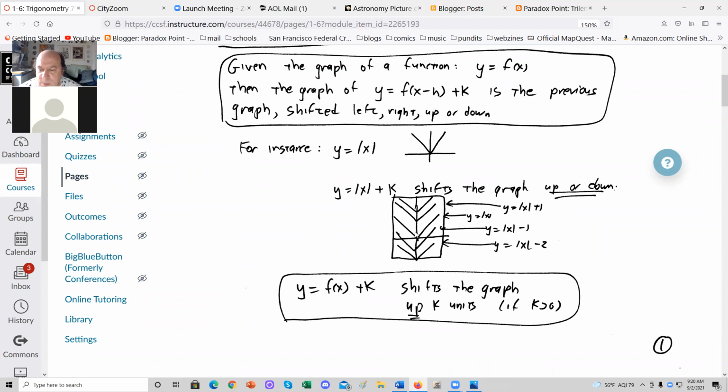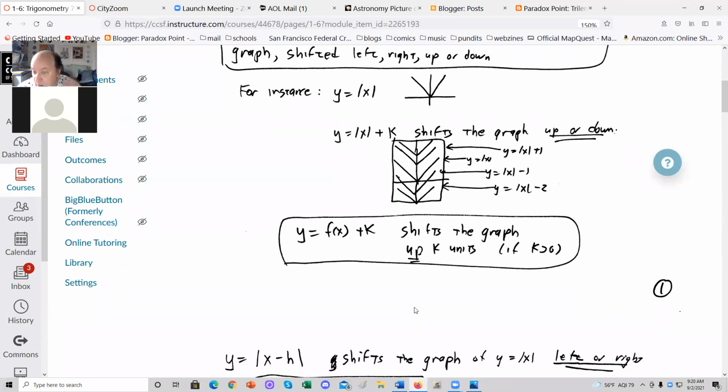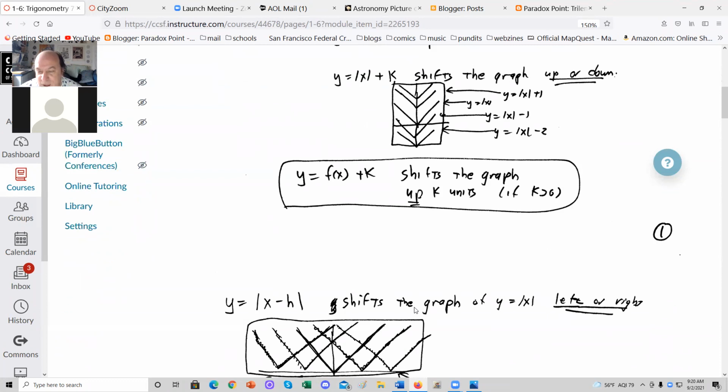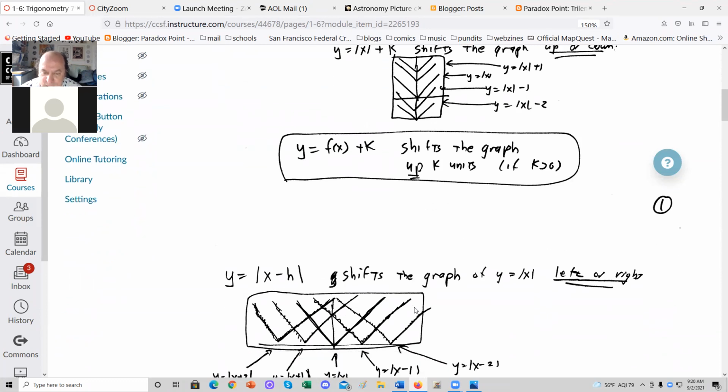If you make it y equals absolute value of x, plus k, that shifts the graph up or down. So here's y equals absolute value of x. Y equals absolute value of x plus 1 is shifted up by 1. Y equals absolute value of x plus 2 is shifted up 2. Y equals absolute value of x minus 1 is shifted down 1. Y equals absolute value of x minus 2 is shifted down 2. So y equals f of x, that plus k, shifts the graph up k units if k is positive, or down absolute value of k if k is negative.